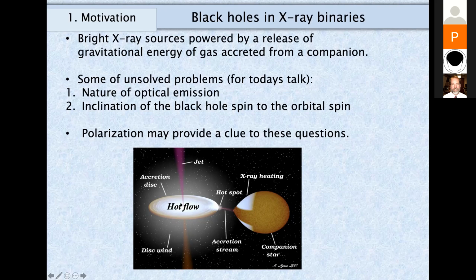So even if X-rays are normally believed to be produced in the central region around the black hole, the optical emission can be produced by any of those components.